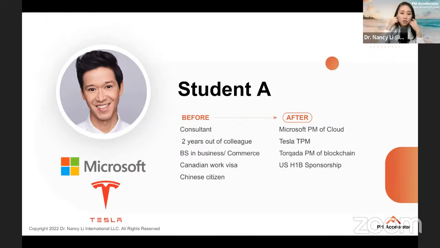But student A actually took massive action in terms of how he could tap into the best outcome based on his prior experience. Eventually, he landed three offers: one from Microsoft, one from Tesla, and the other from a data company working on a blockchain-related product, and also received US sponsorship.